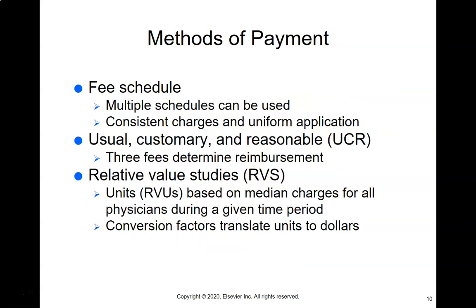Methods of payment. A fee schedule is a listing of acceptable charges or established allowances for specific medical procedures. The UCR, which is usual, customary, and reasonable, uses 3 fees to determine reimbursement. RVS uses units based on the median charges of all physicians during a given period. And a conversion factor is used to translate the units into dollar fees for each service.